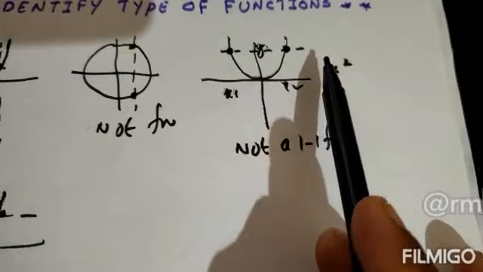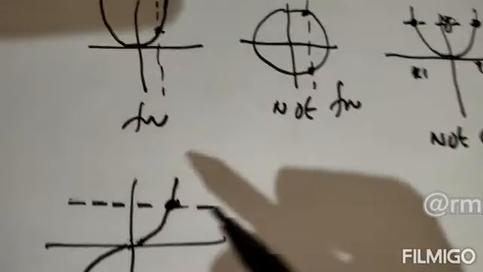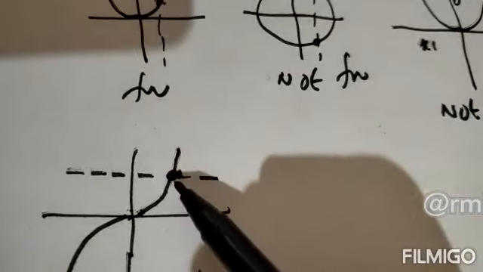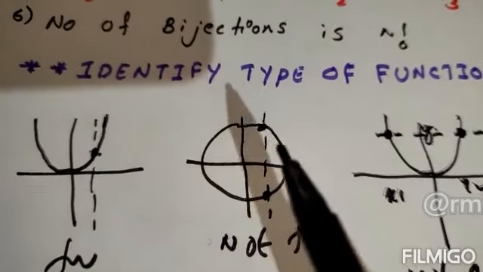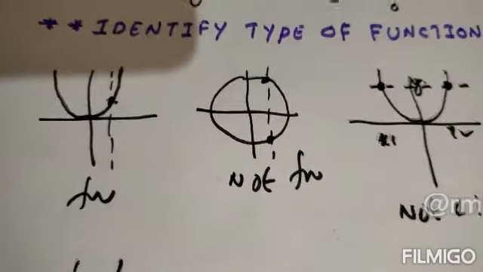We draw a line parallel to the x-axis. It intersects the graph at most at one point, so it is a 1-1 function. Drawing a parallel line that touches more than one point means it is not a 1-1 function. Drawing a parallel line intersecting at most one point means it is a 1-1 function. That is the identification of 1-1 functions from the graph.